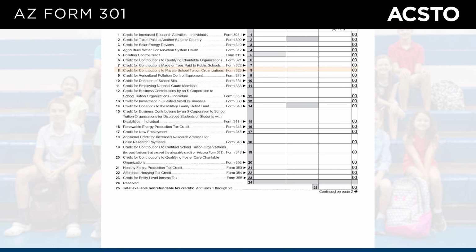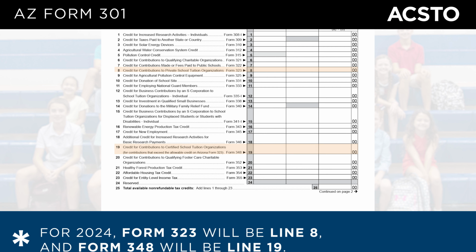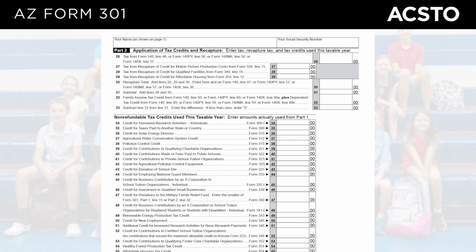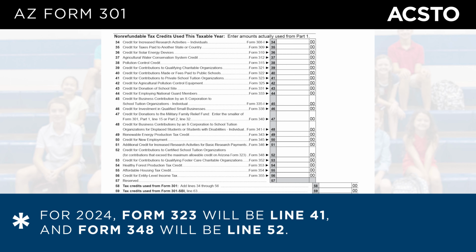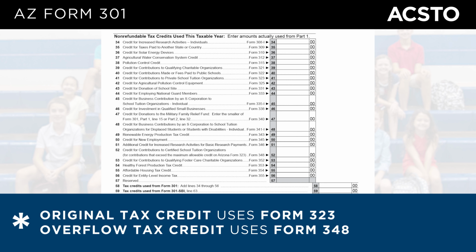For Part 1, put the total from your Form 323 on the line that says Form 323, and the total from your Form 348 on the line that says Form 348. Then complete the first section of Part 2 and put the totals from Forms 323 and 348 on their respective lines in the second section as well. On these forms, you'll see that our tax credits have long names. Just remember that the original tax credit uses Form 323 and the overflow uses 348.